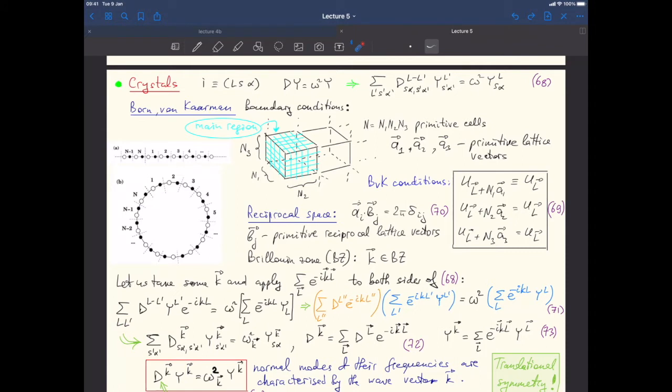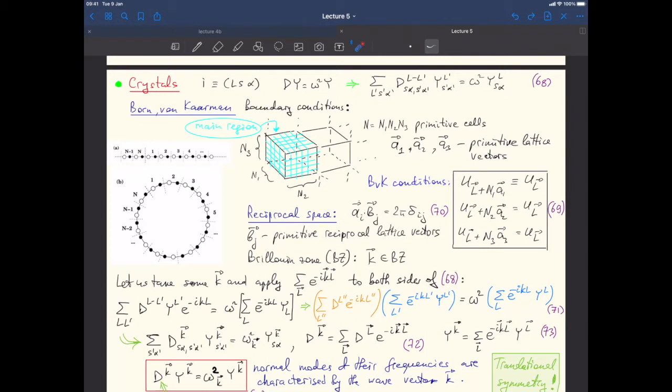But because the dynamical matrix depends only on the difference of the vectors L and L prime, remember we discussed that before, and this is a consequence of the periodicity of the crystal, we can replace the L summation in this double sum by introducing a new vector L double prime, which is the difference of L and L prime, and then replace the L summation with the L double prime summation. The thing is that we sum over the whole infinite crystal, and it doesn't really matter whether we displace this crystal by some vector or not. It's still the same crystal.